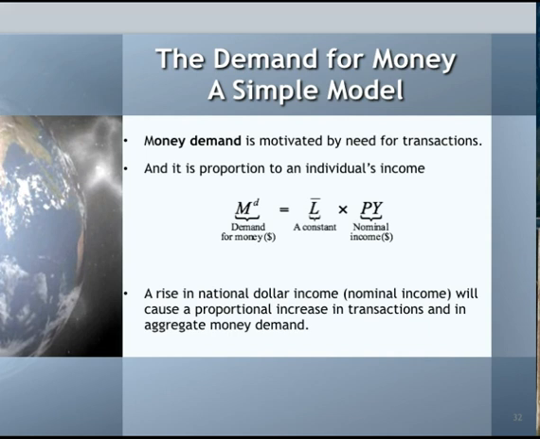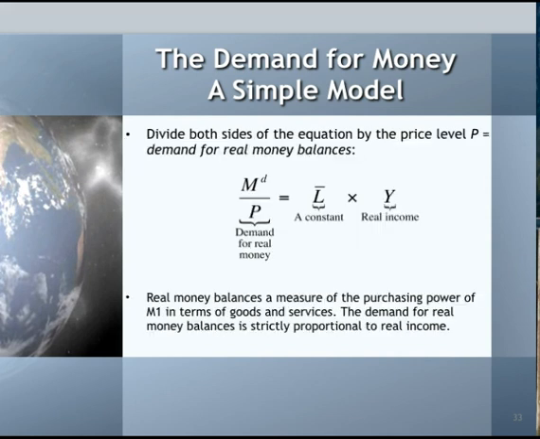So we would expect that money demand has something to do with the GDP and the price level in the economy. So how much we demand money is going to be some proportion of whatever GDP is. So, for example, if GDP should grow, you might expect that people might have more demand for transactions of purchasing goods and services. And so we would expect money demand perhaps to go up. So here's an example. A rise in the national dollar income, nominal income, will cause a proportional increase in transactions and in aggregate money demand as a result. So we know what money demand is.